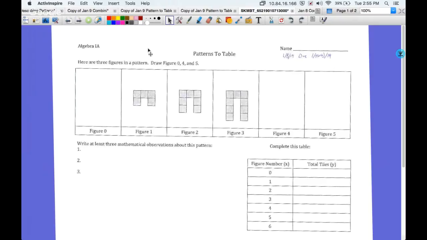The directions here ask us to draw in figures 0, 4, and 5 based off this pattern. So let's first start by making some mathematical observations about this pattern.